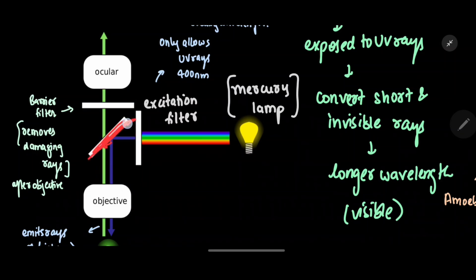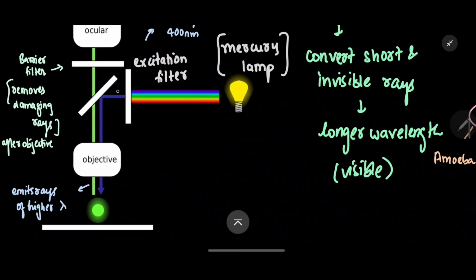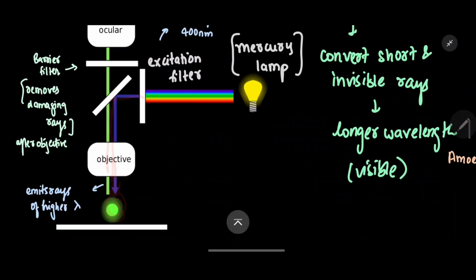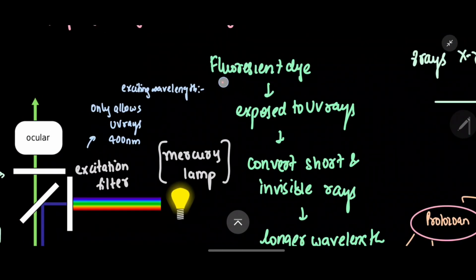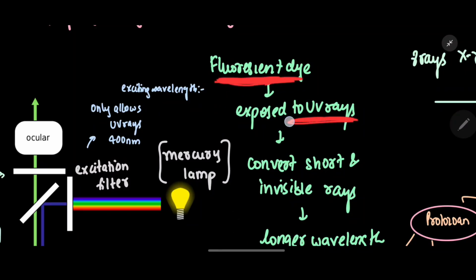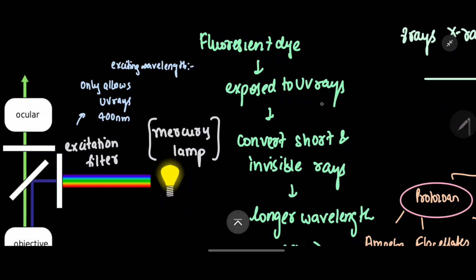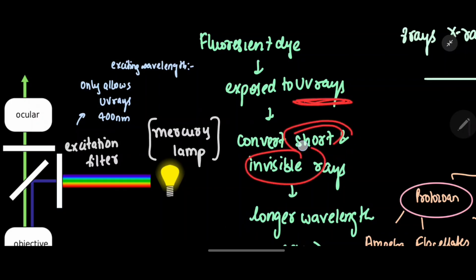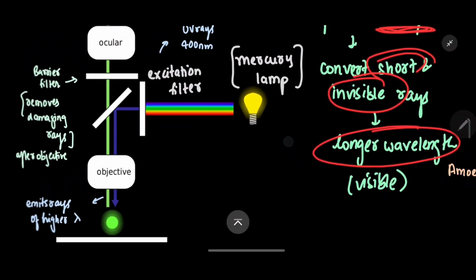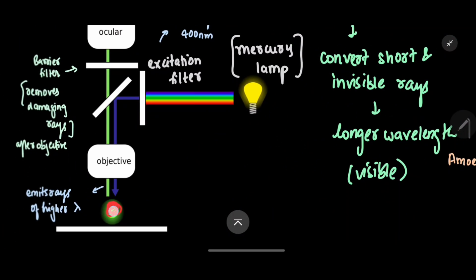Okay, it's called a dichromatic mirror. So it is only going to reflect these rays that are coming out onto our specimen. Now I said, when the specimen is dyed with a fluorescent dye and when it is exposed to these UV rays, it is going to convert these UV rays from short and invisible rays to longer wavelengths. So that is what is going to happen over here.